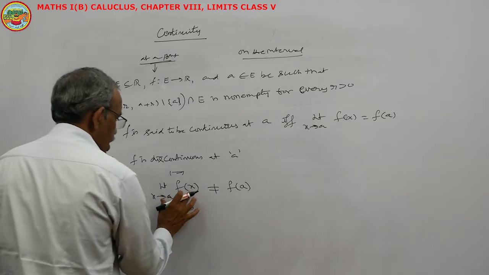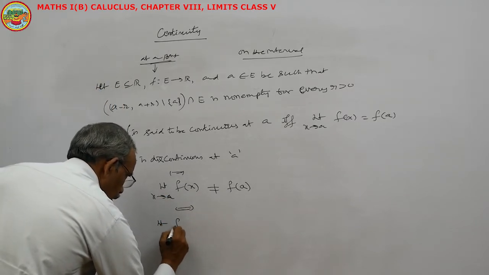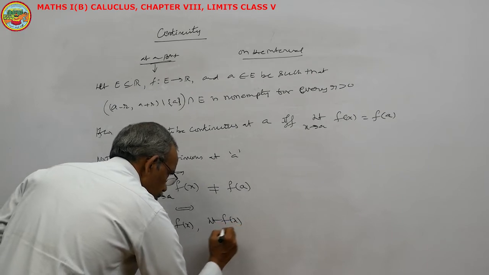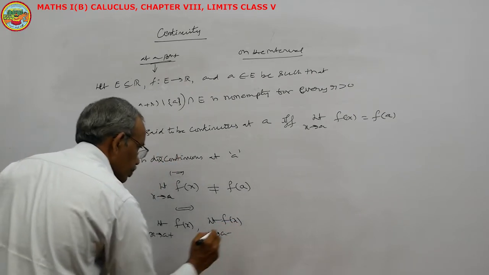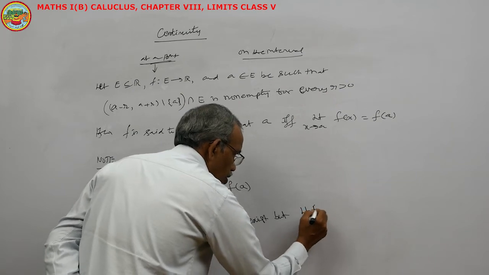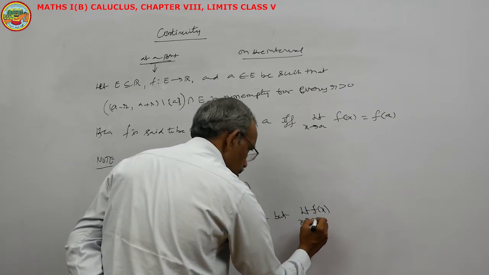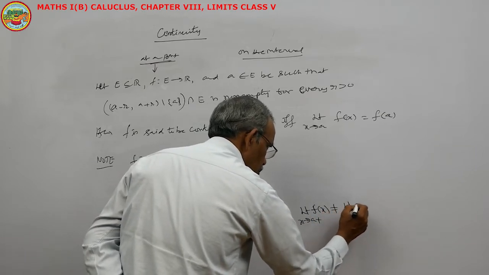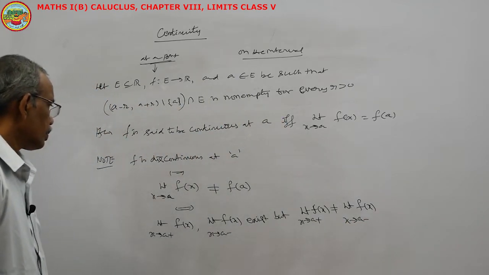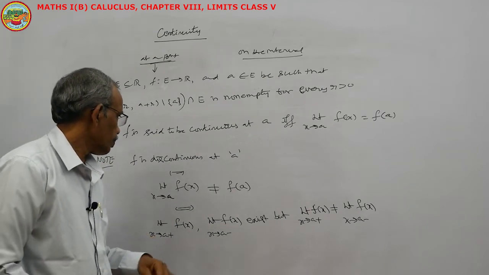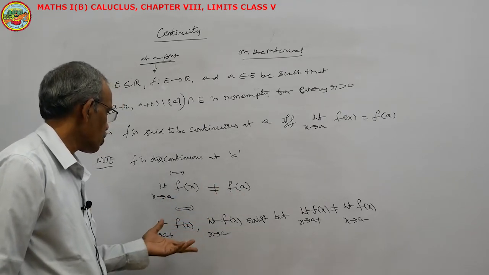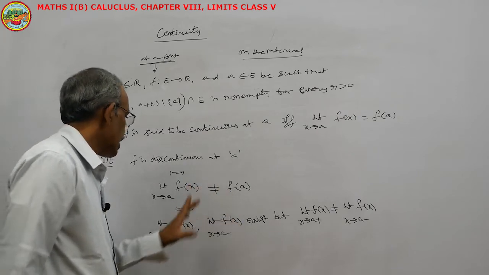Also, the limit of f of x as x tends to a plus and the limit of f of x as x tends to a minus exist, but the limit of f of x as x tends to a plus is not equal to the limit of f of x as x tends to a minus. Discontinuous at a means the limit of f of x as x tends to a is not equal to f of a. This can happen even if these two exist, but they are not equal to f of a.